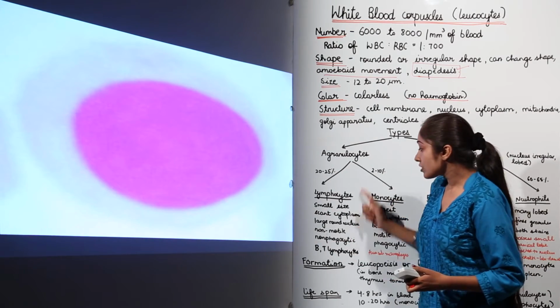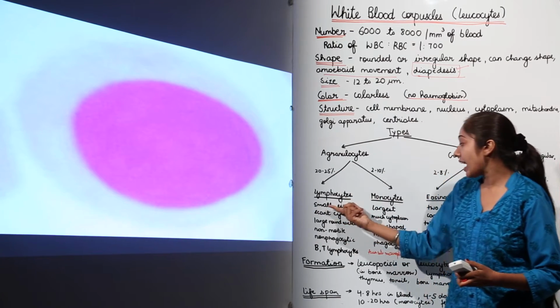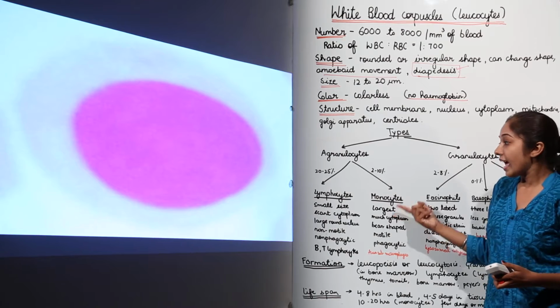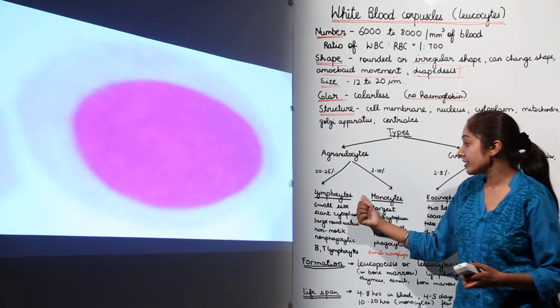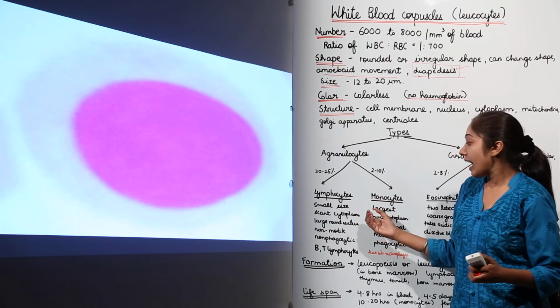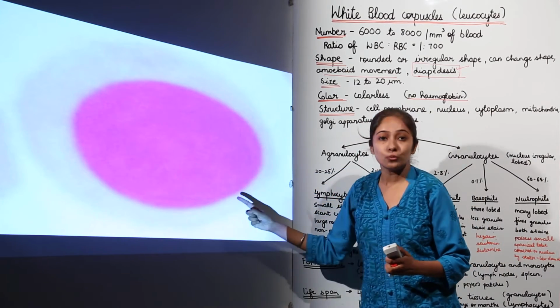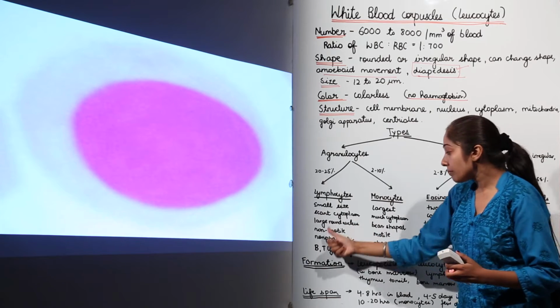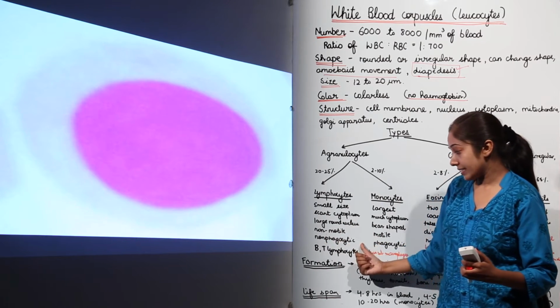Lymphocytes are smaller in size, whereas monocytes are larger in size. As you can see in the image of a lymphocyte, it has a small size, scanty cytoplasm, and a very large round nucleus. It is non-motile and non-phagocytic.